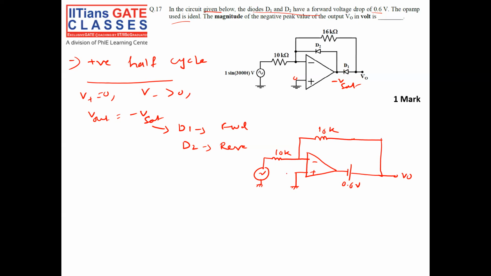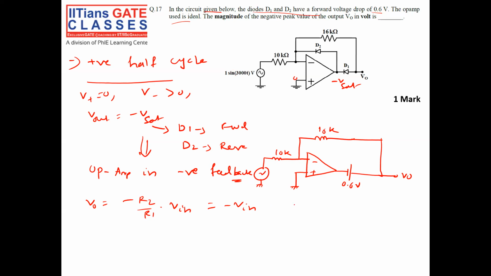So you can see clearly the op-amp is now operating in negative feedback, because some part of my output is fed back to the negative terminal. When the op-amp is in negative feedback, V out is equal to minus R2 by R1 into V in, which is minus 10K by 10K, that is 1, into V in. Right or not?